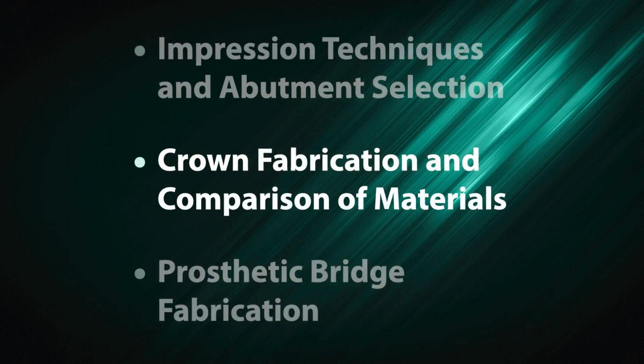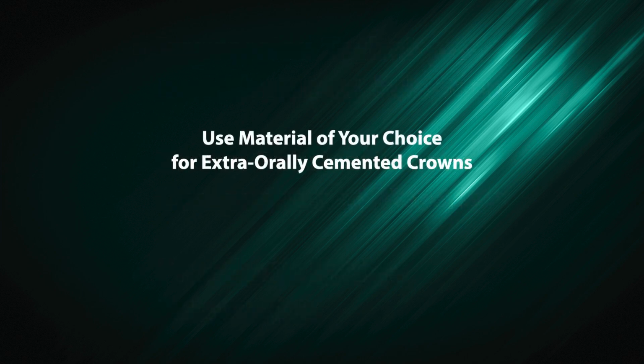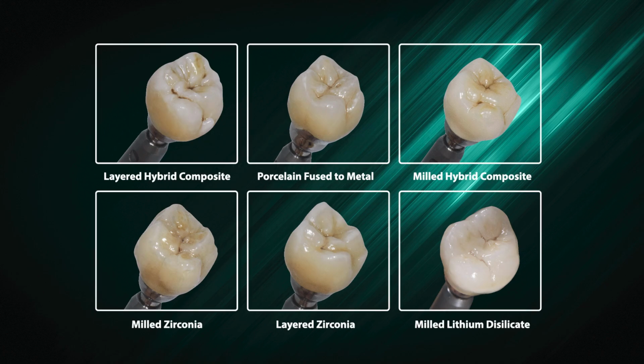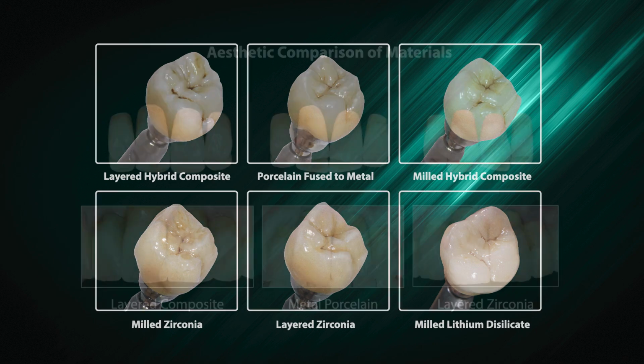Crown fabrication and comparison of materials. Use material of your choice for extra-orally cemented crowns. Seen here are extra-orally cemented crowns using layered hybrid composite, porcelain fused to metal, milled hybrid composite, milled zirconia, layered zirconia, and milled lithium disilicate.